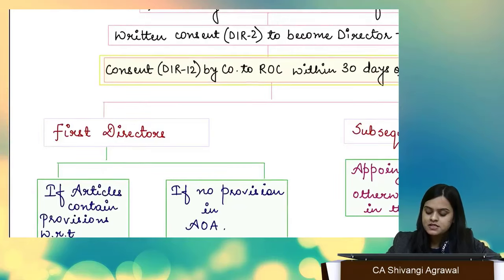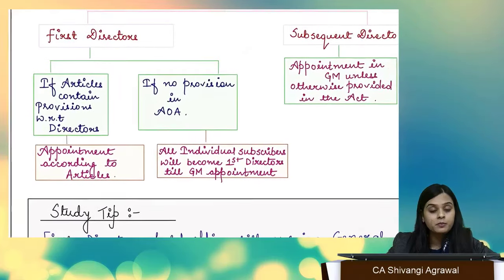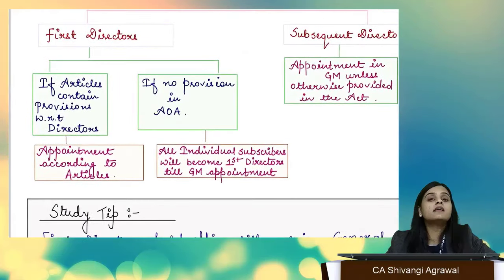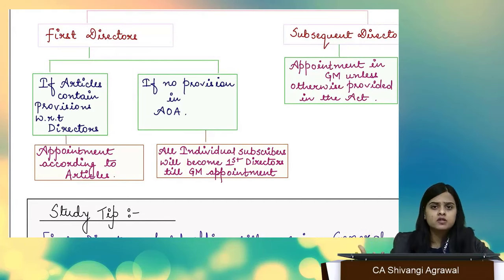However, for the first directors, we cannot wait till general meeting because we are in a hurry. We need directors immediately when the incorporation happens, right? Because for one day also, who will manage the company? To call general meeting, who will call the general meeting? So we need directors as and when the incorporation takes place, and that's why the appointment of the first directors of the company cannot be deferred. We need immediate appointment of the same.